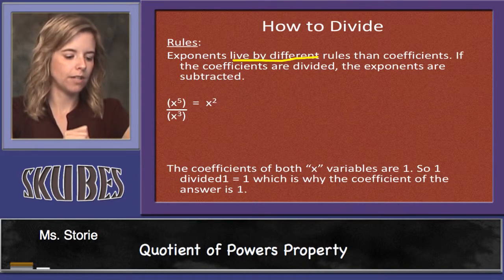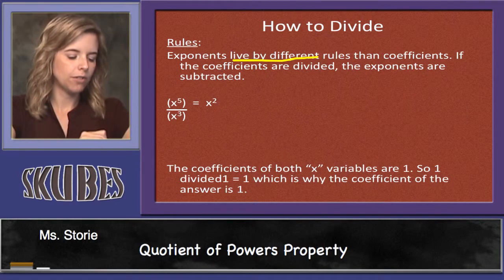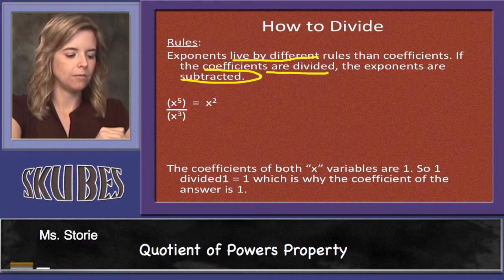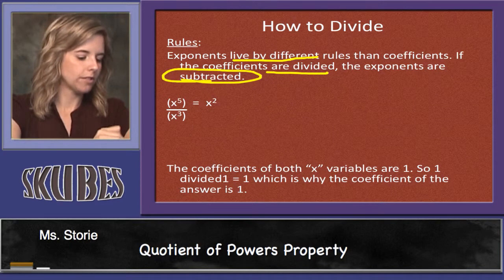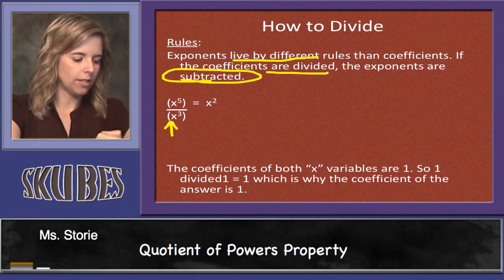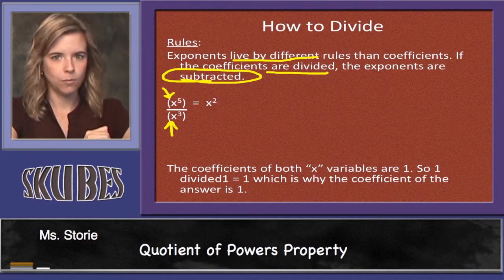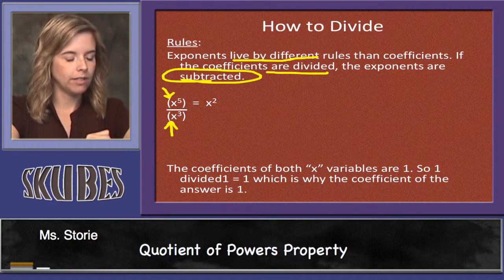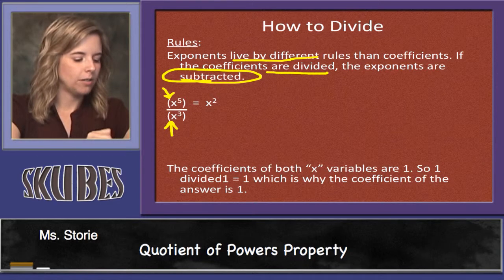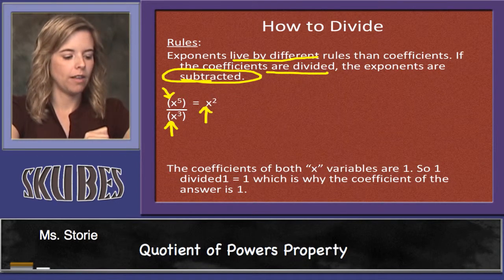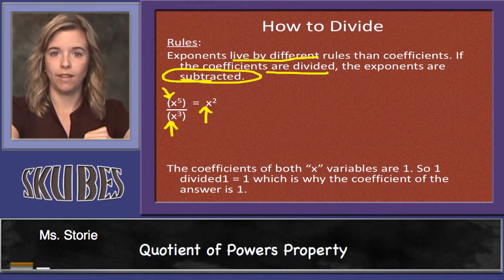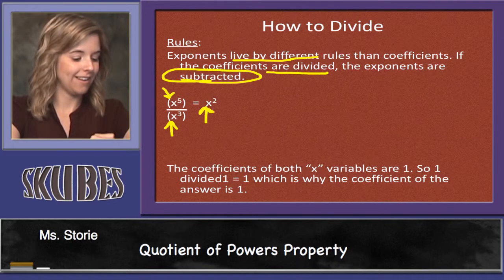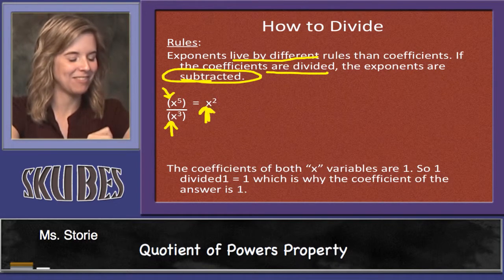Exponents live by different rules than other coefficients. If the coefficients are divided, the exponents need to be subtracted. First, let's look at the coefficients. It doesn't look like there are any coefficients, but it's assumed to be a 1. If there's none written, it's an invisible 1. So 1 divided by 1 is 1, which is why there's nothing written there. It's assumed to be that invisible 1.